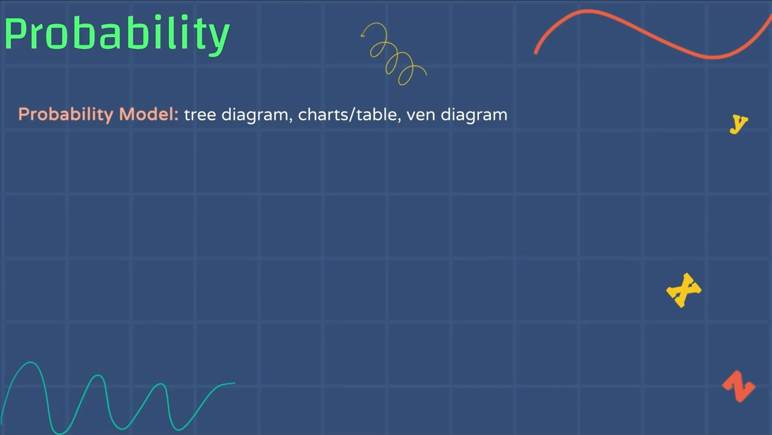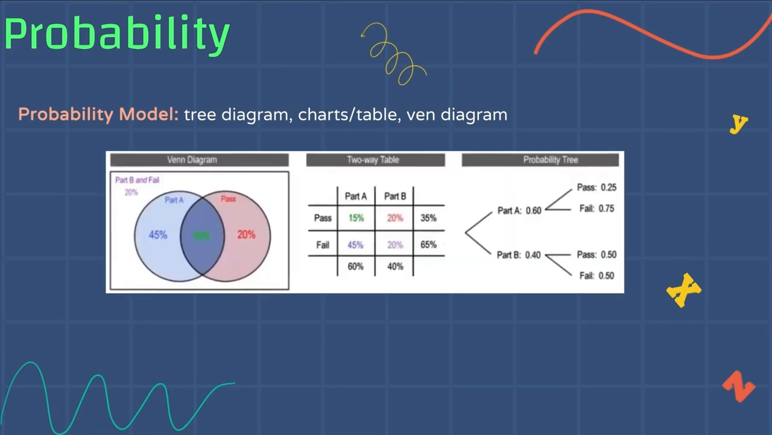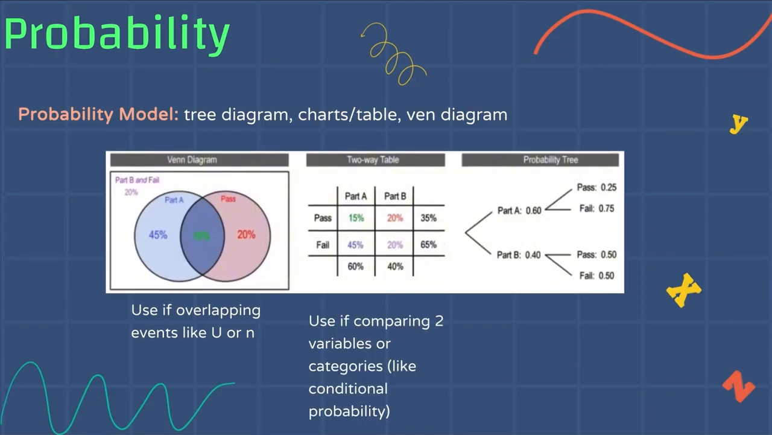So, the probability model. We could do a Venn diagram, two-way table, or probability tree. We should use a Venn diagram if events are overlapping, for U or N. Two-way tables are preferably used when comparing two variables or categories, like for a conditional probability. And a probability tree is often used for multiple steps or events happening in order. You can use any way; these are just the most preferred, easiest routes.